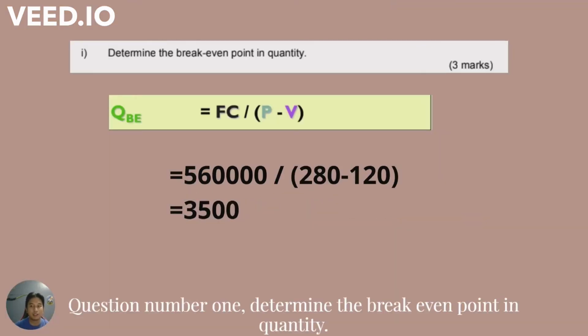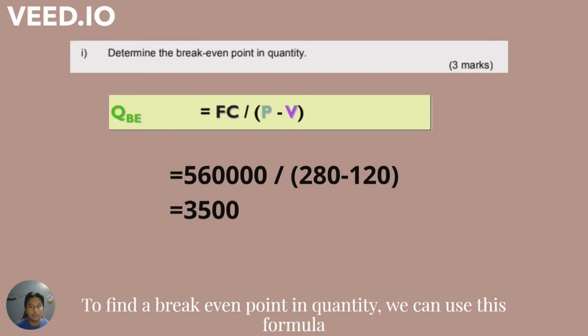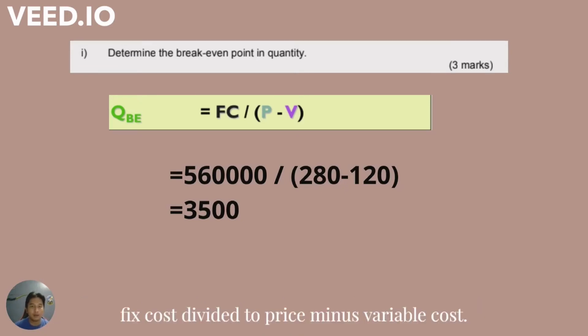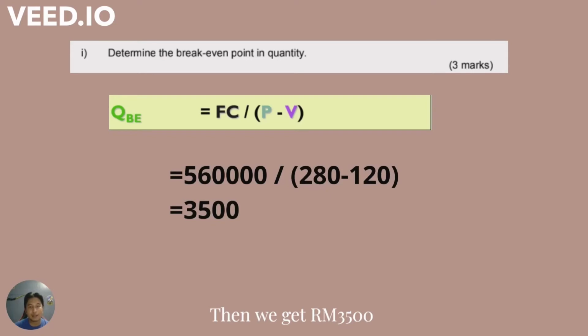Question number 1. Determine the break-even point in quantity. To find the break-even point in quantity, we can use this formula: fixed cost divided by price minus variable cost. Then we get 3,500.